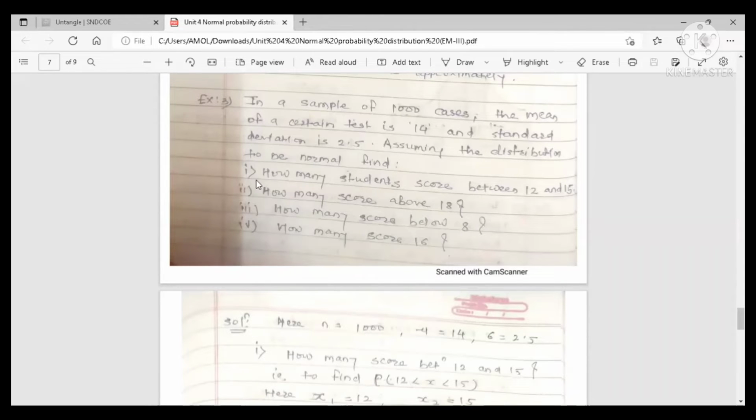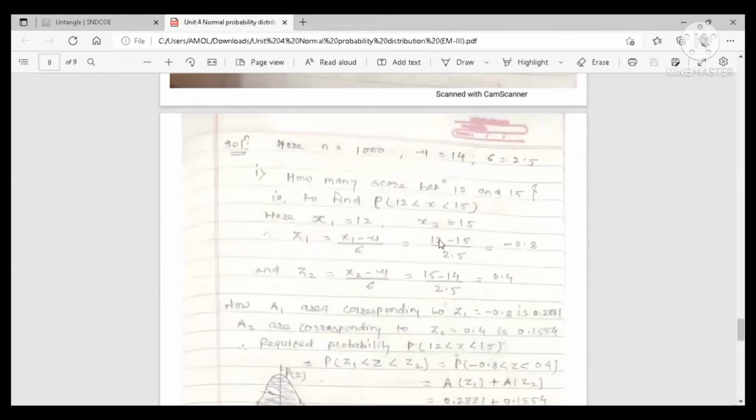Now, the first question is, how many students score between 12 and 15? It means you find the probability between 12 and 15, so your x1 is 12 and your x2 is 15. So you convert x1 and x2 in terms of z1 and z2. What is the formula to calculate z1? It is x1 minus mu upon sigma. You put in the values of x1, mu and sigma, and simplify it. It is equal to minus 0.8.